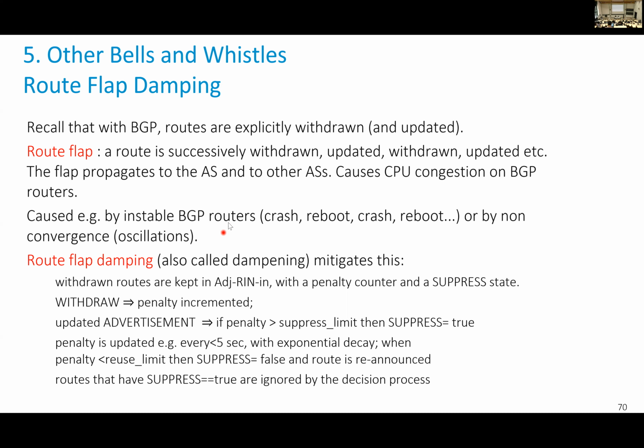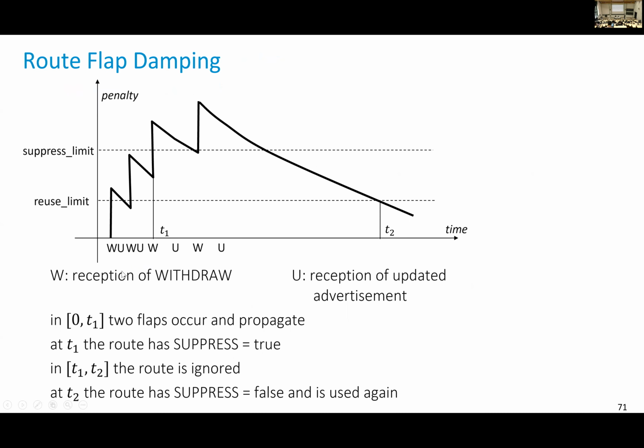So this causes the BGP routers to become very slow, very non-responsive. And in the worst case, they might be entirely busy taking care of these instabilities and not doing anything useful. So this has been solved by a mechanism, which is a damping mechanism, which is illustrated here. We add to every route an attribute, which is a value, a penalty value that is shown here on the y-axis.